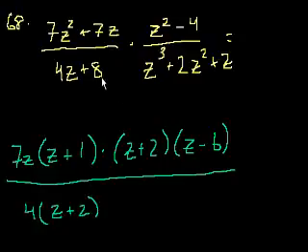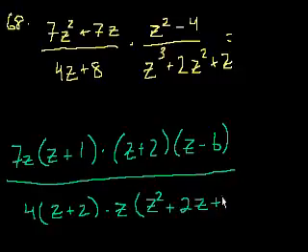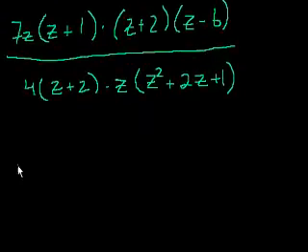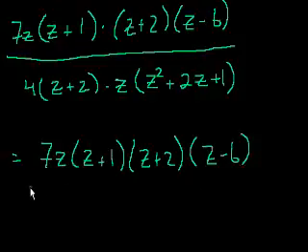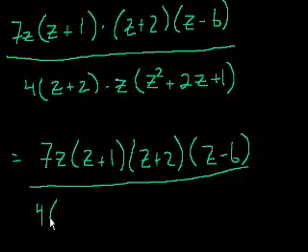4z, right? 8 divided by 4 is 2, times, and we can definitely factor out a z here. So we get times z squared plus 2z plus 1. I think we're almost done. Now we have to factor this. Let me just rewrite everything. So this is equal to 7z times z plus 1 times z plus 2 times z minus 6, all of that over 4 times z plus 2 times z.